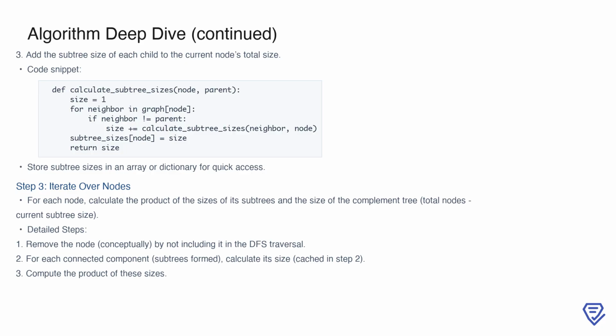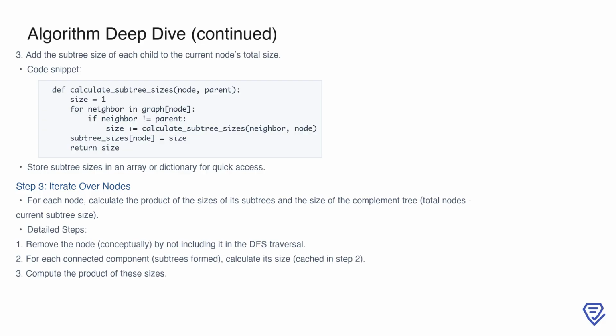For any given node, we initialize its size to 1, representing itself. Then, for each of its neighbors, if the neighbor is not its parent in the DFS traversal, we recursively calculate the subtree size for that neighbor. The size of the current node subtree is incremented by the sizes of all its child subtrees. Here's the code to achieve this.